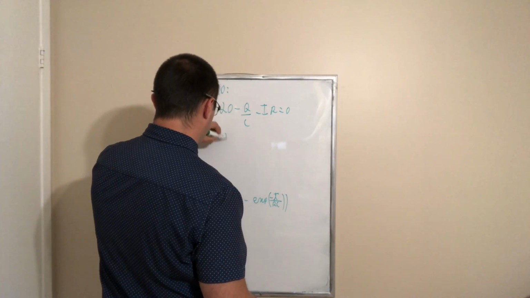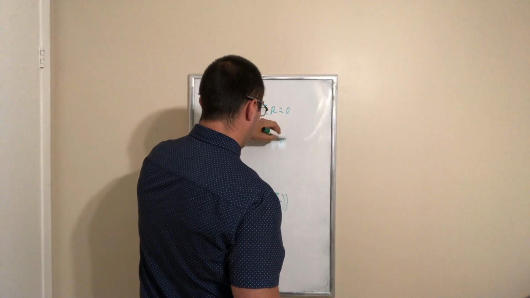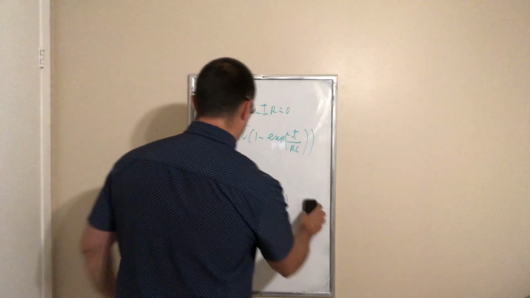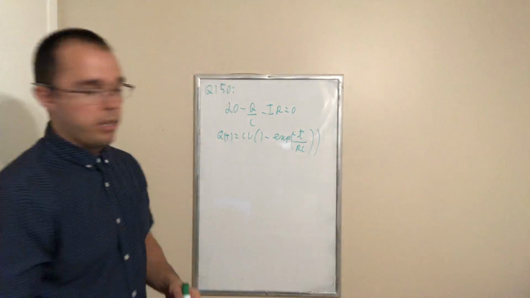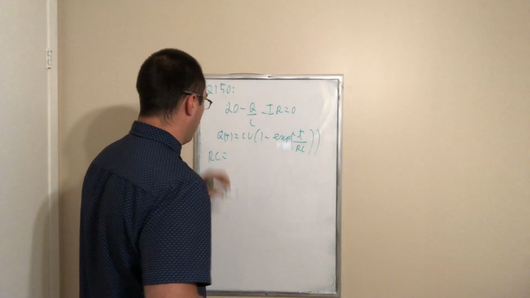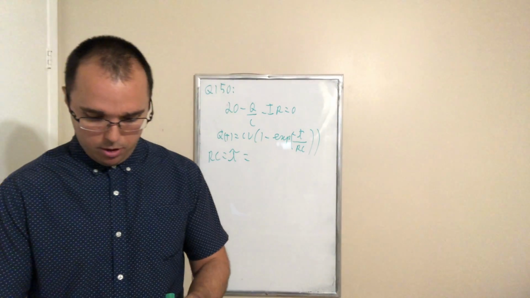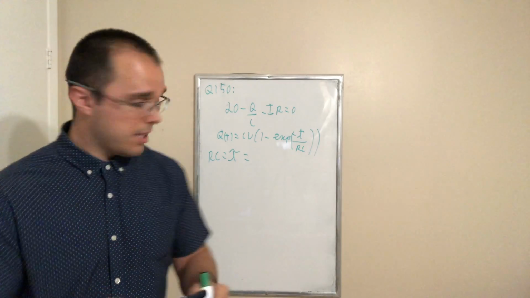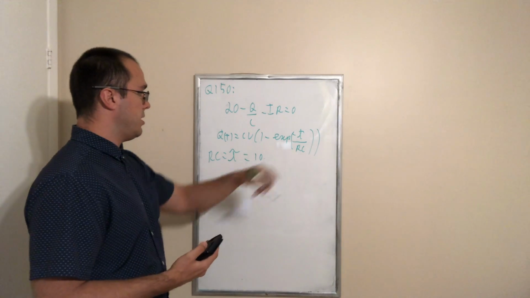We will need that formula: Q(t) is equal to CV times 1 minus exponent of minus time over RC. One thing that will help with the calculation is to calculate what RC is equal to. That's the tau, basically the time constant. We get 10 megaohm multiplied by 10 to the power minus 6, so we get a time constant of 10. So RC is equal to 10.